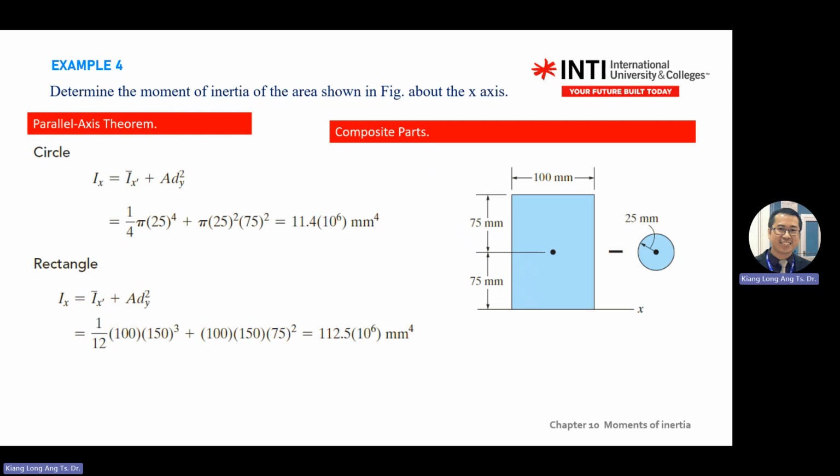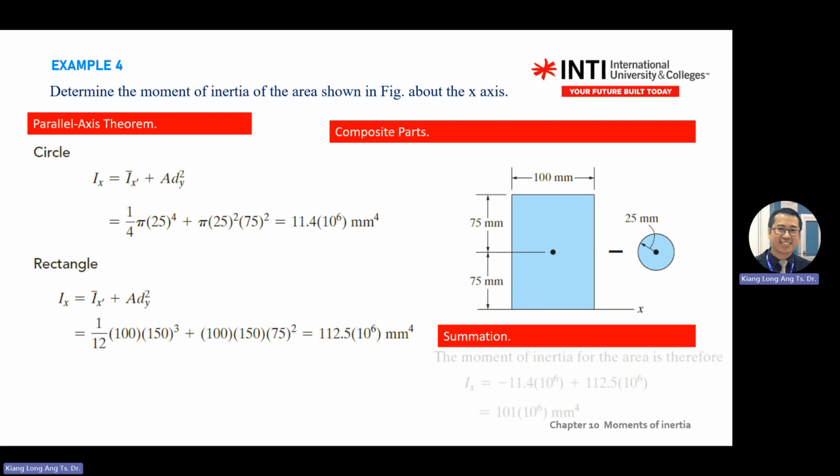A for circle is pi r squared, multiplied by dy. How you get 75 is from here, x to the centroid of the circle. Rectangular is also the same: Ix plus Ad squared, away from this centroid. And this is a rectangular. So for rectangular, again, we assume you already know Ix equal to 1 over 12 bh cubed.